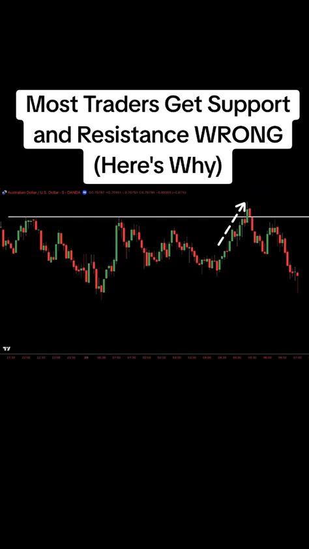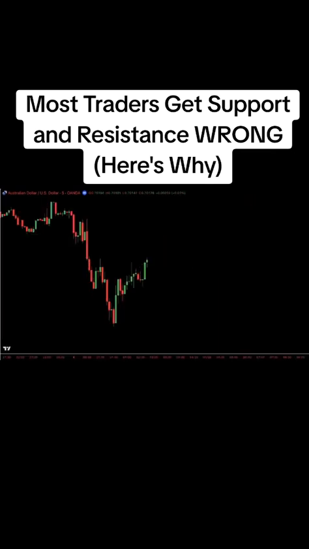Price returns to the level, gets rejected again, sweeps liquidity above it, and then moves down as expected. Now look at another chart example. Here the market was trending down, then reached this level and reversed. This is a key support level. You might be asking, why?